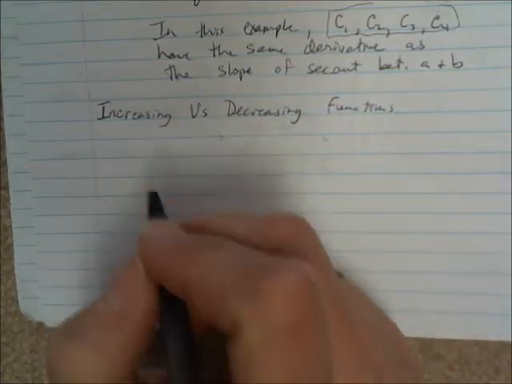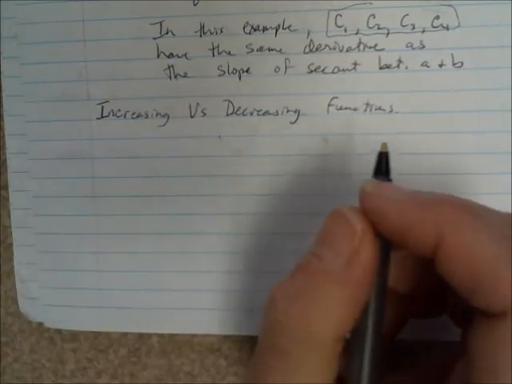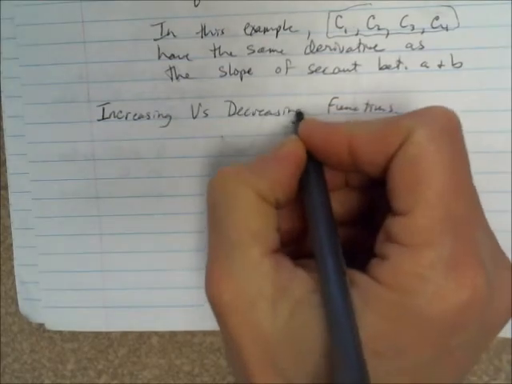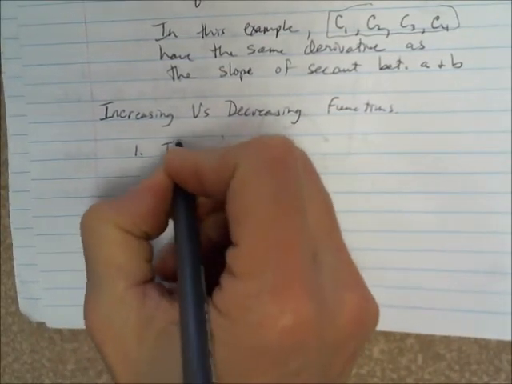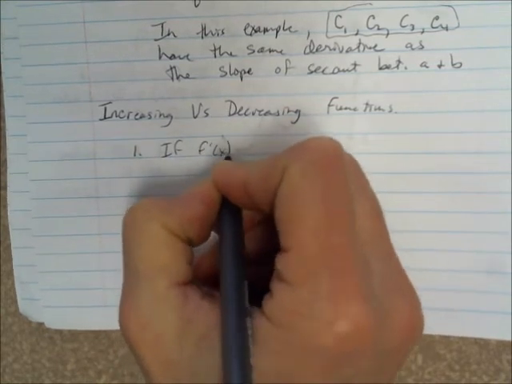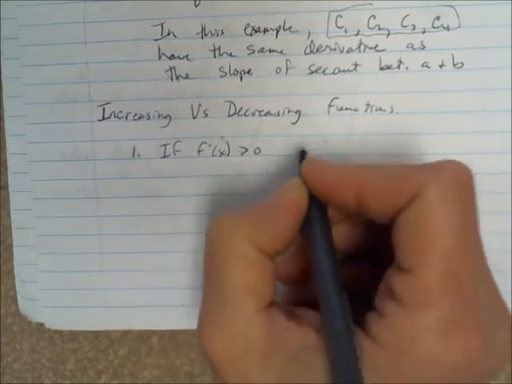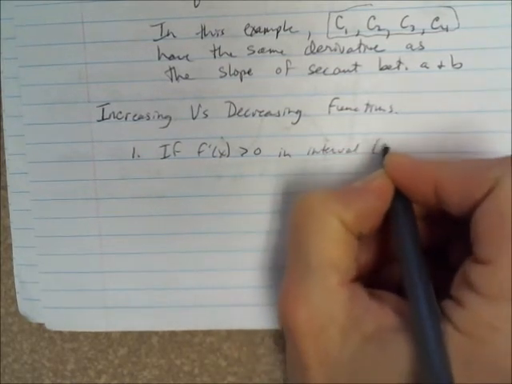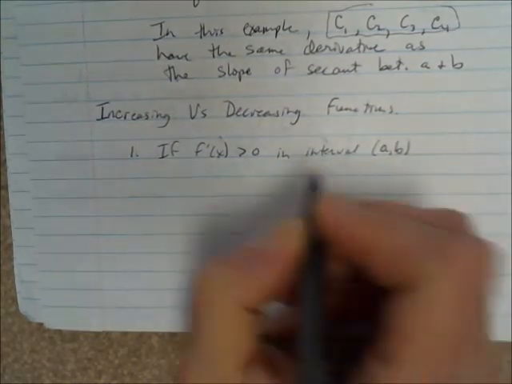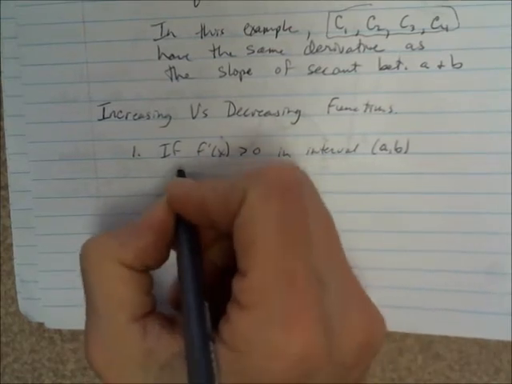The next thing I'm going to talk about is the difference between increasing versus decreasing functions or intervals within that function. First of all, if f prime of x is positive in the open interval from A to B, then the function is increasing.